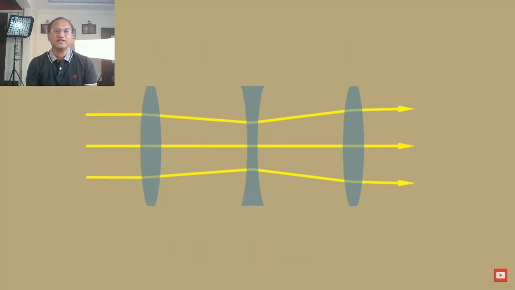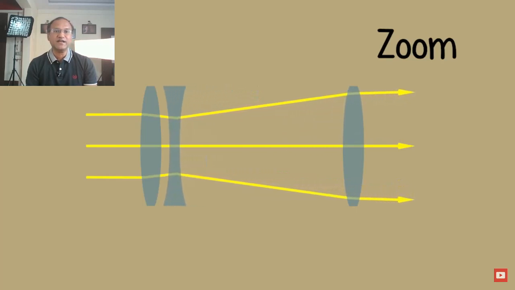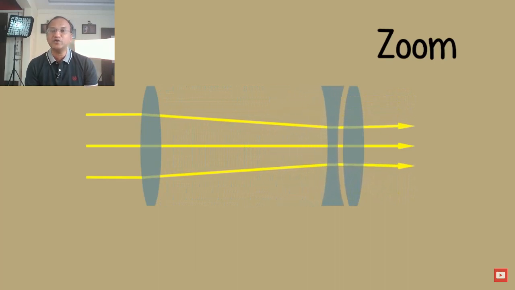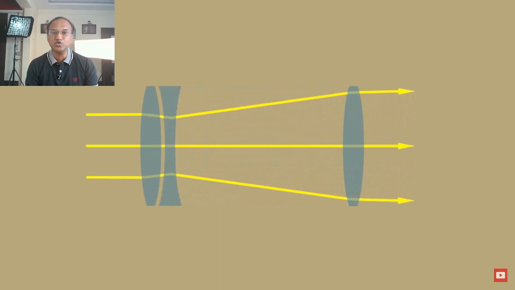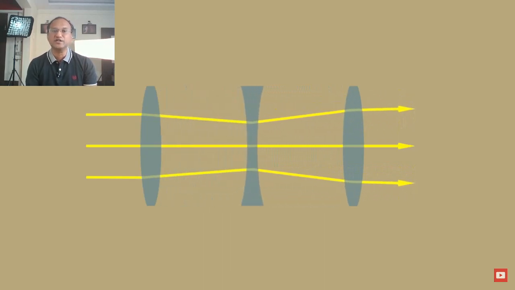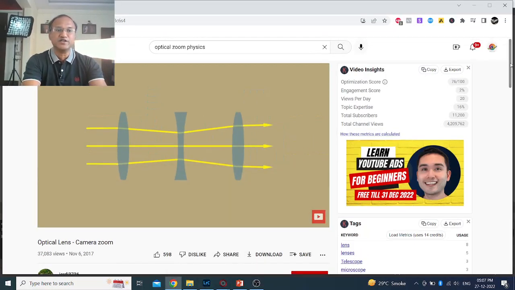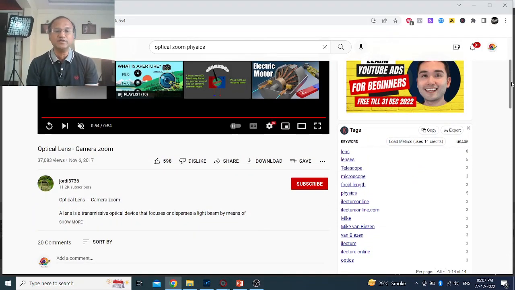The light enters the convex lens and gets refracted, and the concave lens moves forward and backward between the two lenses, which helps you achieve the desired magnification. So this is zoom and this is reduction. Let us thank the creator of this particular illustration, Jordy3736 on YouTube. Thank you for the illustration. I hope you don't mind my using it because it was quite useful.